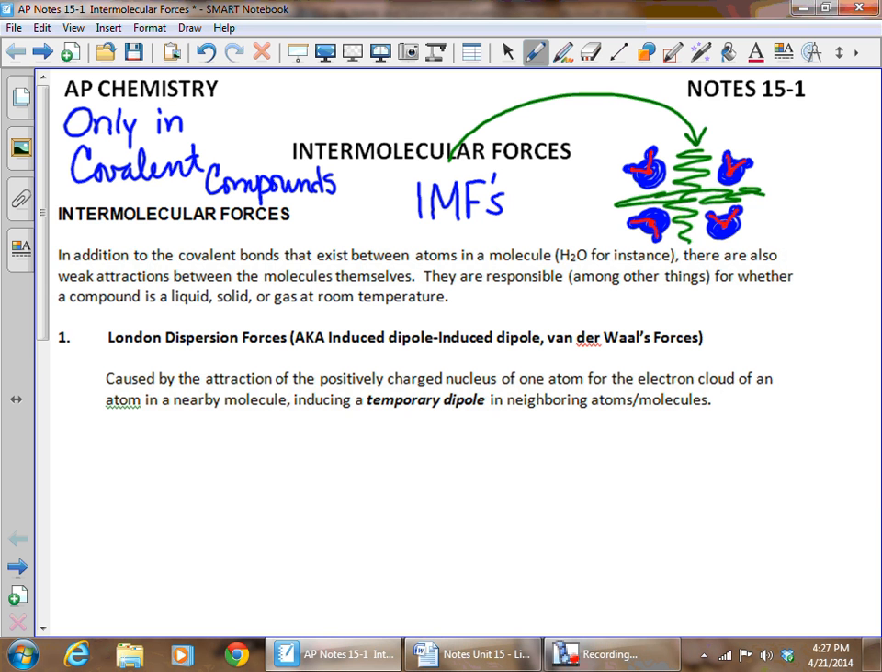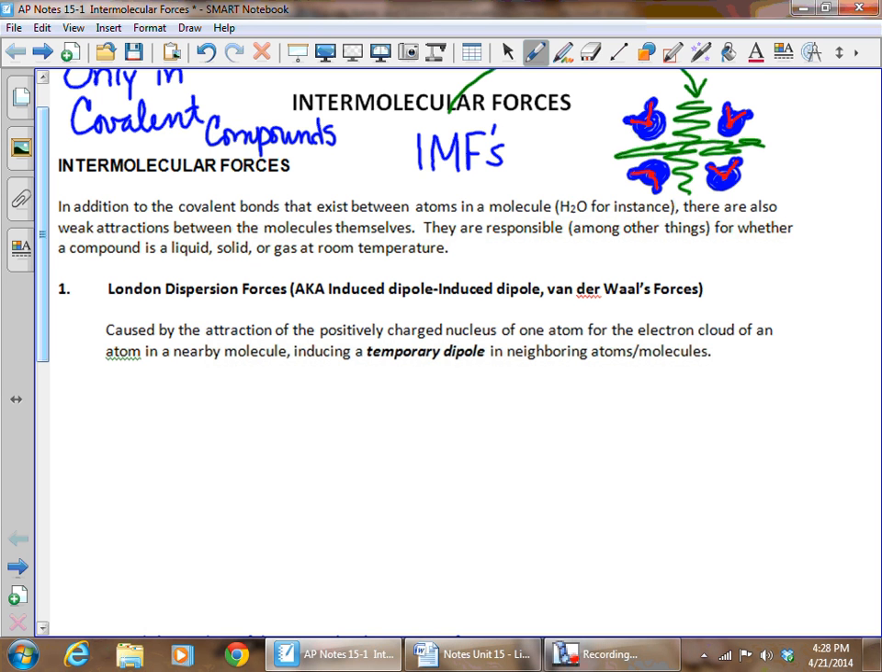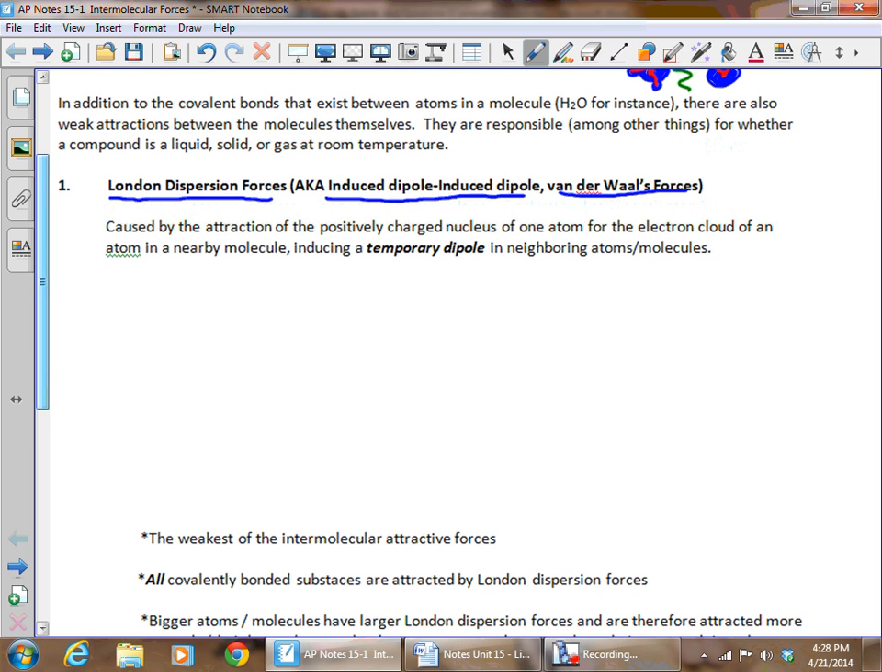Now, the IMFs that we're going to be talking about rank in order of weak to strong. The first one, London dispersion forces, are the weakest. London dispersion forces, also known as induced dipole, or van der Waals forces. They're known by all three, so we have to be familiar with all of those names. First of all, those are the only attractive force in our nonpolar compounds. So this is, again, the only IMF in nonpolar substances.